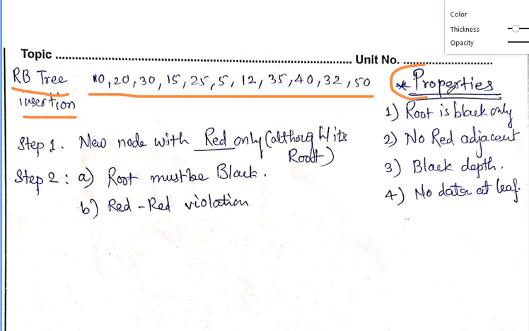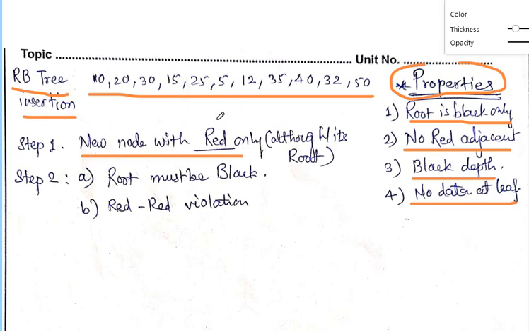The properties of the RB tree are: whatever the root is, it must always be black. There should not be any red adjacency. Black depth must be achieved and there is no data at the leaf. Whatever new node we insert is always red, but the root we expect is black only. This is the important condition: for insertion, the new node is red.